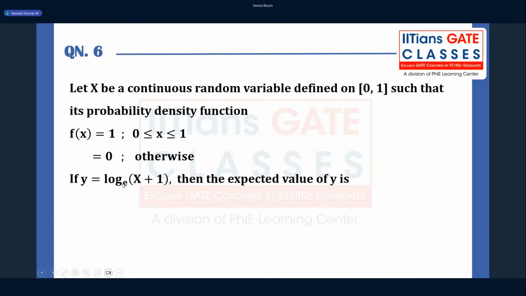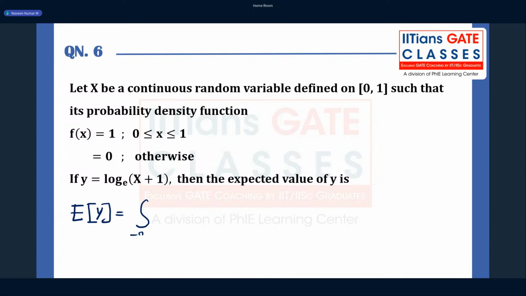Then y is given as log, again this is the base, x plus 1. Then the expected value of y is... That's it. It's a very simple question. So they're asking what is the expected value of y. So what is the formula for expected value of y?